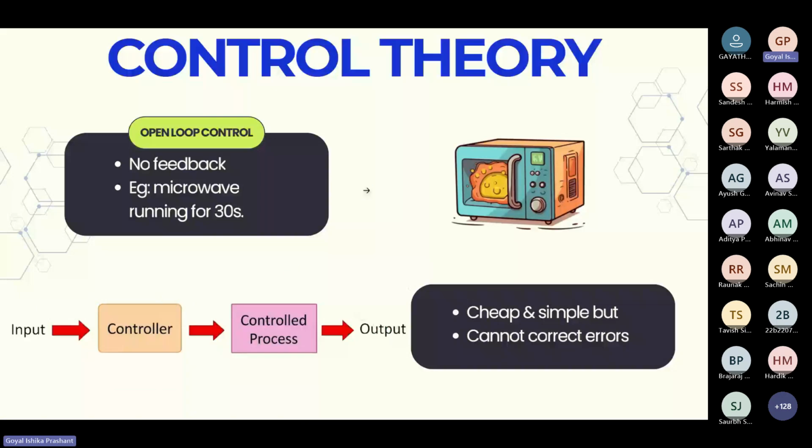For example, say you run your microwave for 30 seconds. It's going to heat up the food for 30 seconds and then stop. Did our food reach the temperature that we wanted it to? How would we know that? Well, the answer is that we can't, because it did not take any feedback. The process just stopped there. So while this is cheap and simple, there is no way of correcting any errors that could occur.